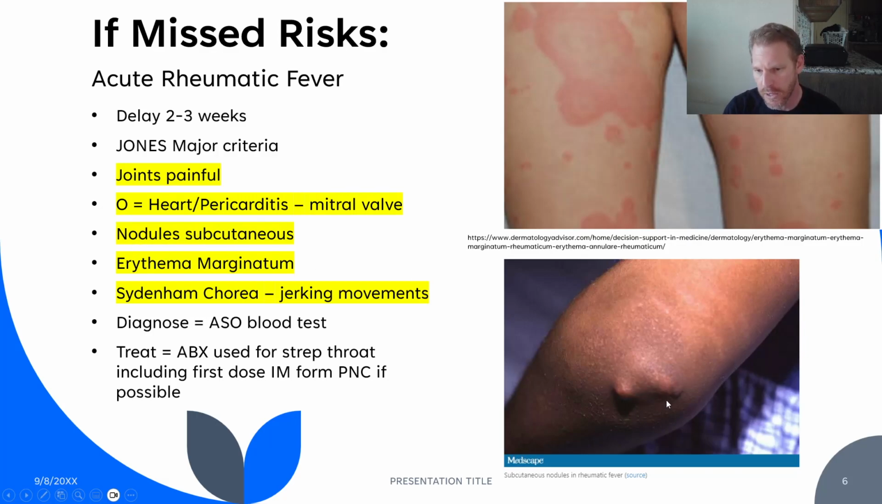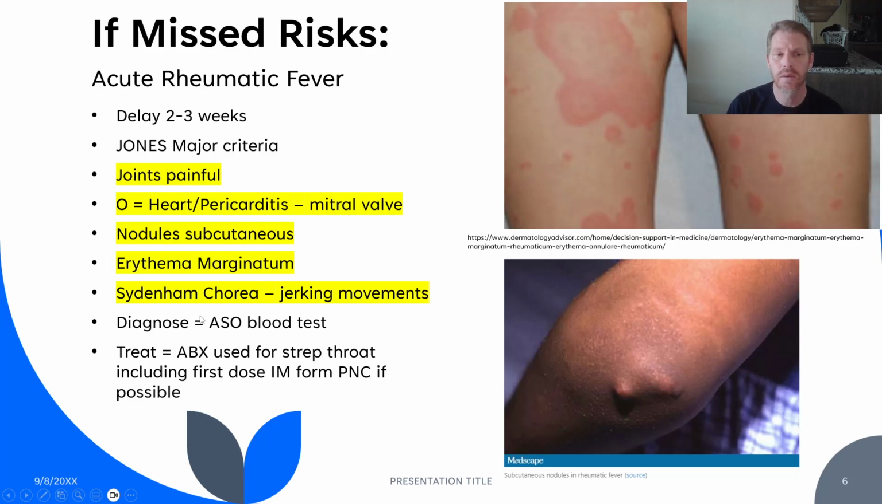So I got a picture here. These little subcutaneous nodules don't have to be on the elbows. They can be on other joints. Then the erythema marginatum. So this is a picture. You can see the margins of this are very discrete, and that's one of the signs.